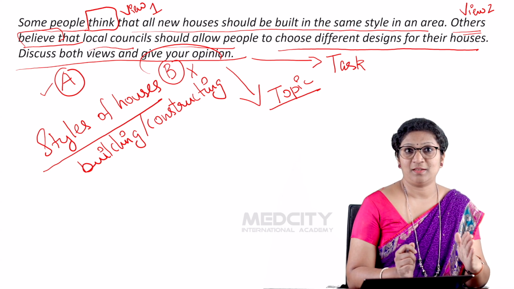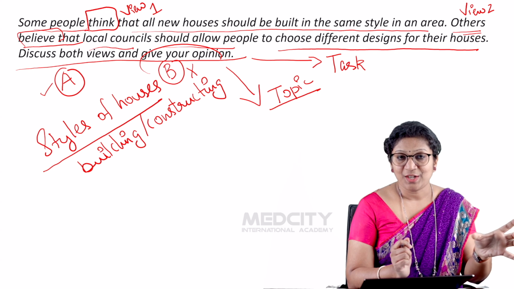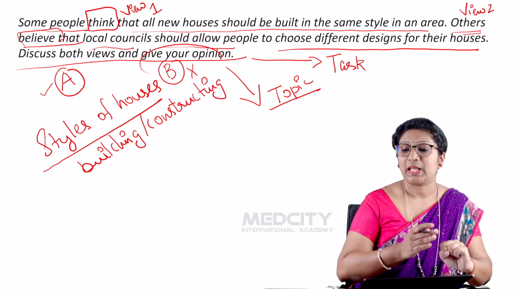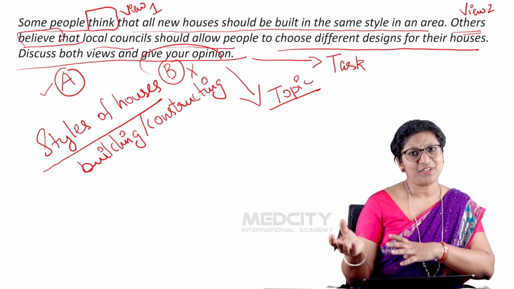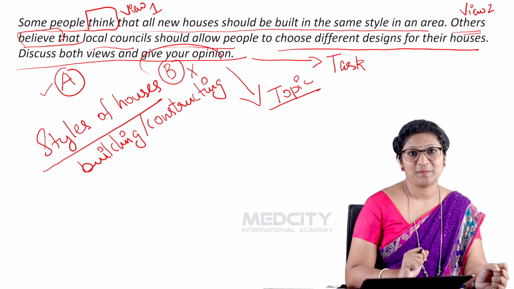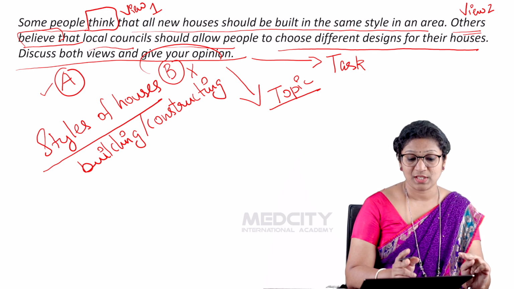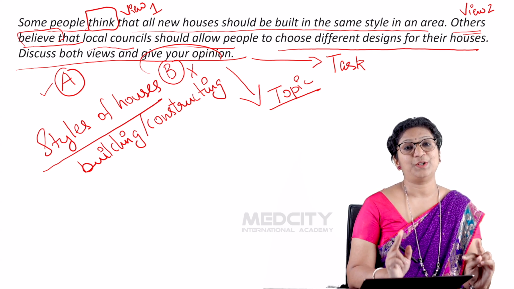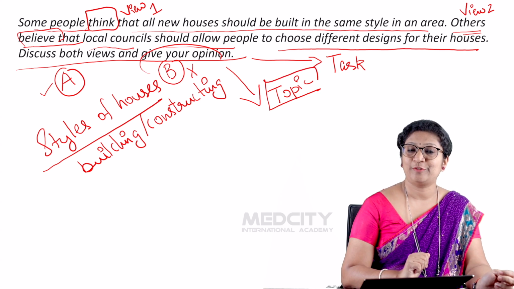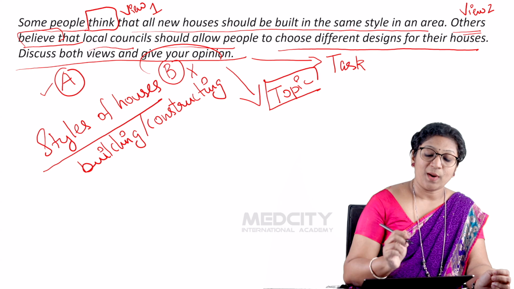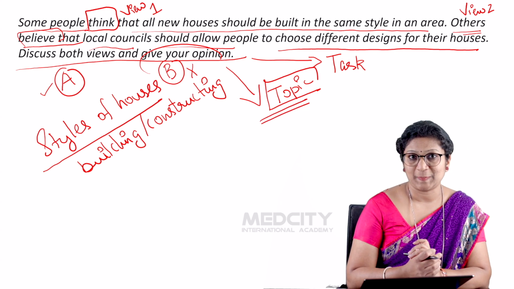Because one category of people feel all new houses in one area should be built in the same style. The other category feels no, people should be allowed to choose different designs for their homes. So styling of houses, designs of homes while constructing a new home. That's the main area of focus. Now once you identify the topic, it becomes easy for you to decide on your opinion.